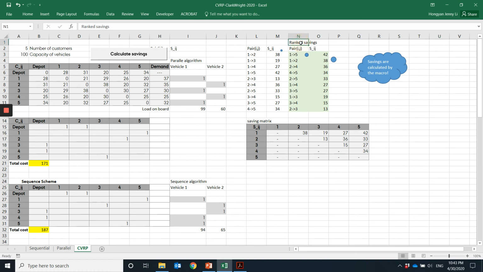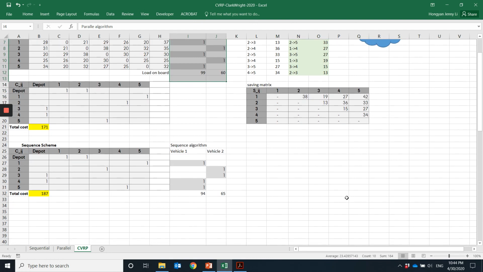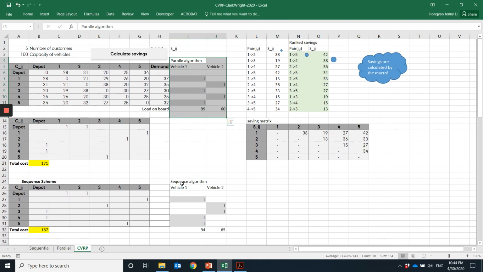First I rank the savings, and then I select the routes. You can try the parallel algorithm and the sequential algorithm. These are also the same as the previous manual steps. Here again, the macro is not required in the exam, but it would be nice if you check it, as the macro will help you simplify some trivial work.